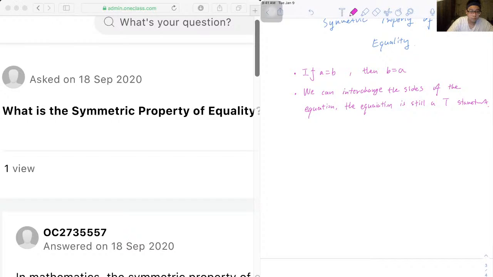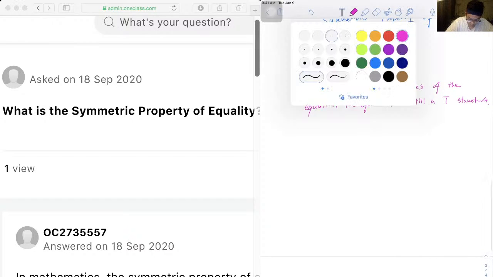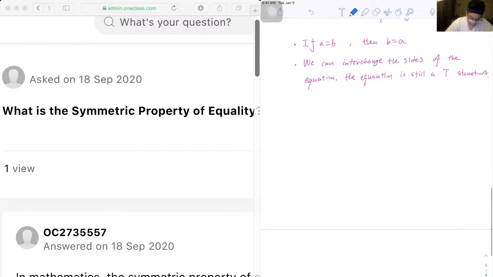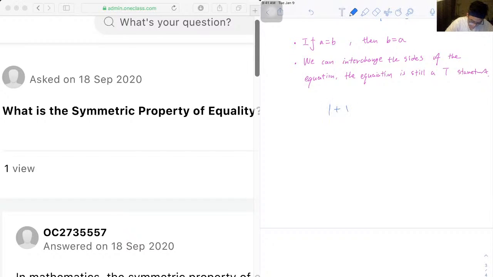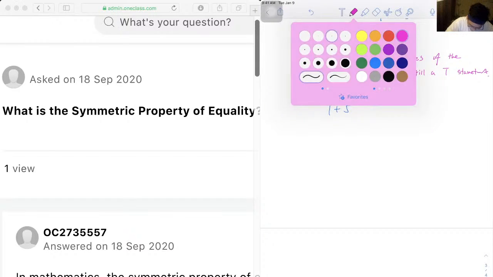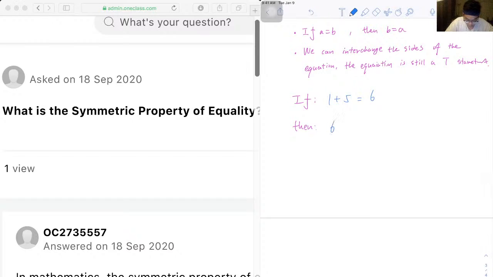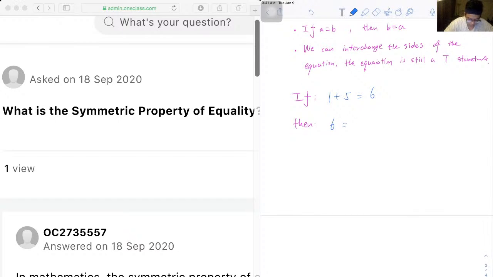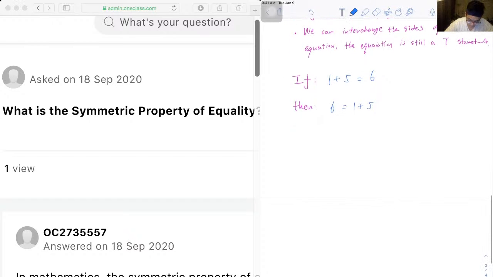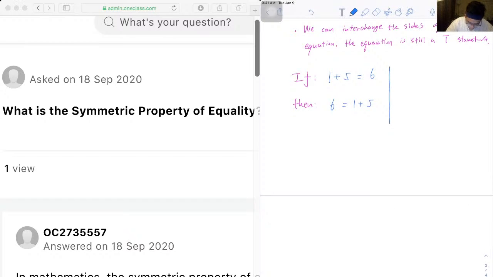Okay? So let's say if 1 plus 5 is equal to 6, then according to the property, 6 is also equal to 1 plus 5, right? So same thing. Let's say if 3 plus 2 is equal to 5, then we also have 5 is equal to 3 plus 2.